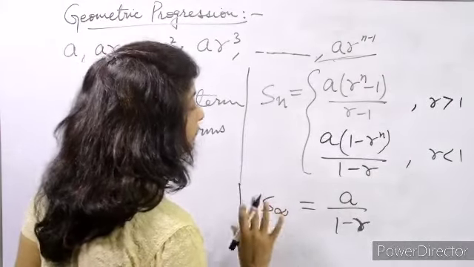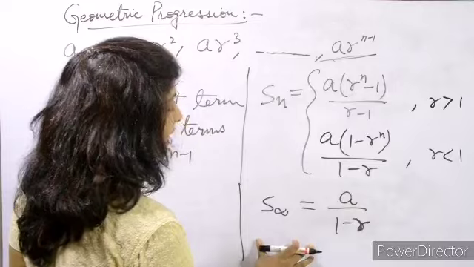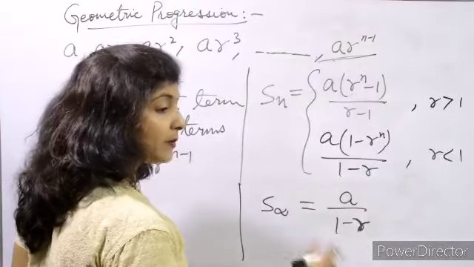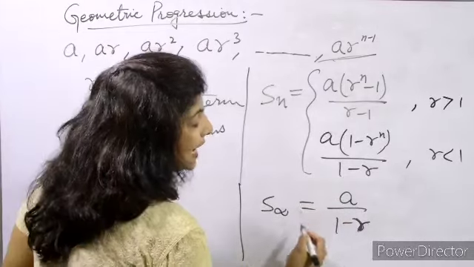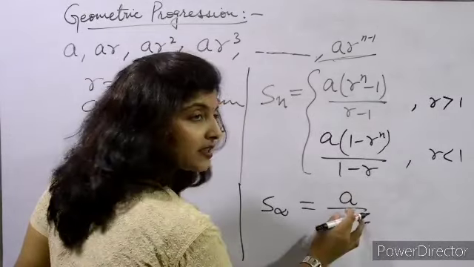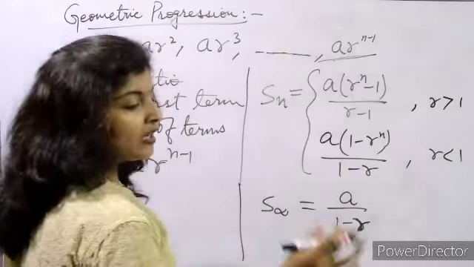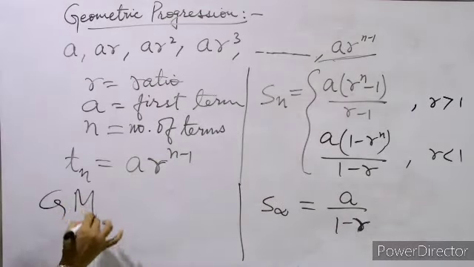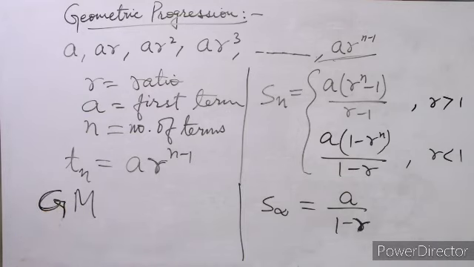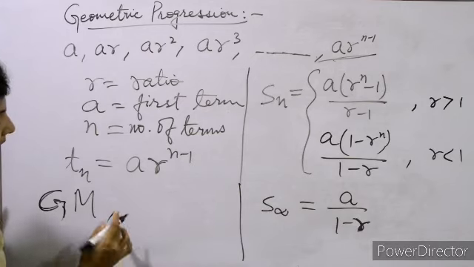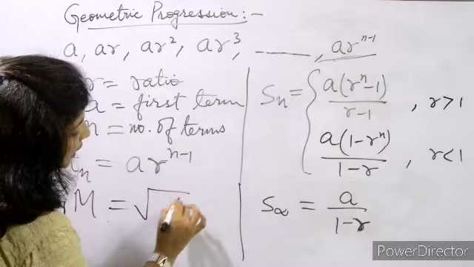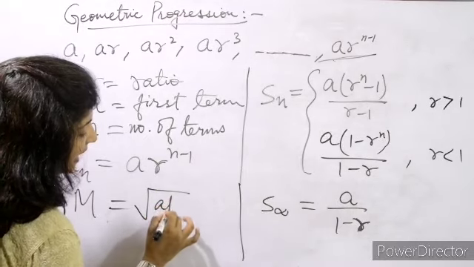But in case it is given up to infinity, an infinite series, and we have to find out the sum of an infinite GP, geometric progression sequence, then in that case the value will be a, the first term, upon 1 minus r. Okay. Now we'll see the geometric mean, that is denoted by GM. If we have to find the geometric mean of A and B, then the geometric mean of A and B will be the square root of AB.